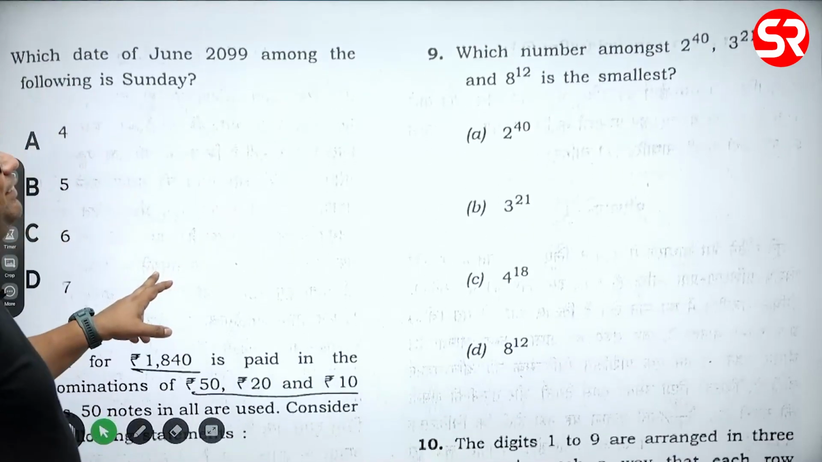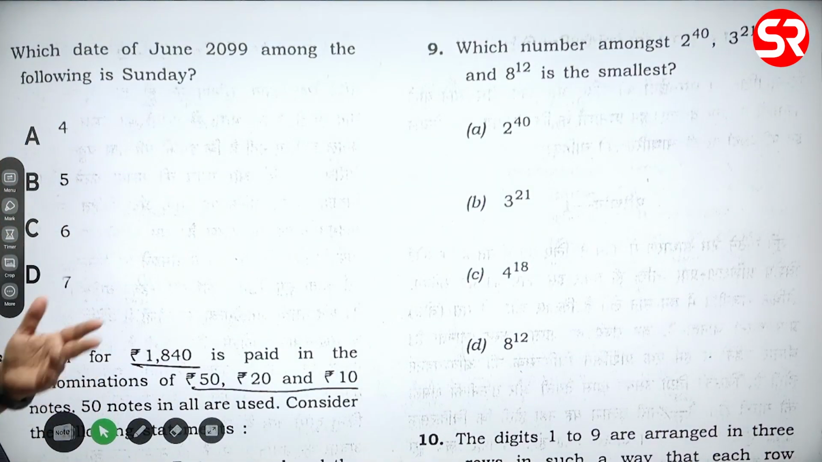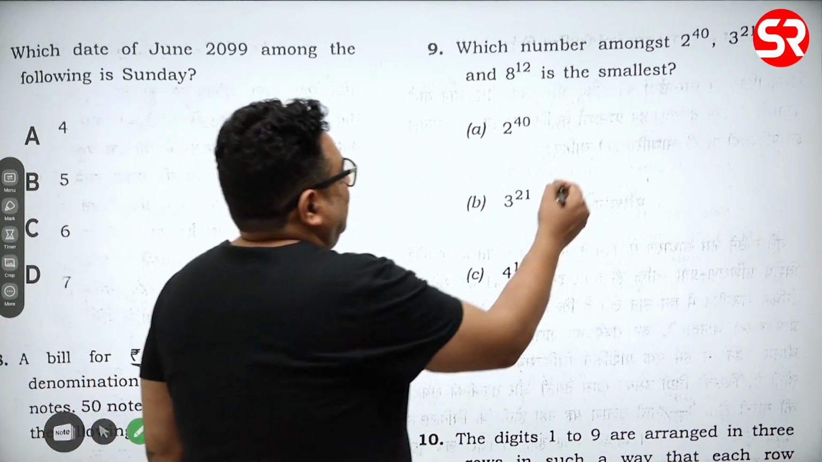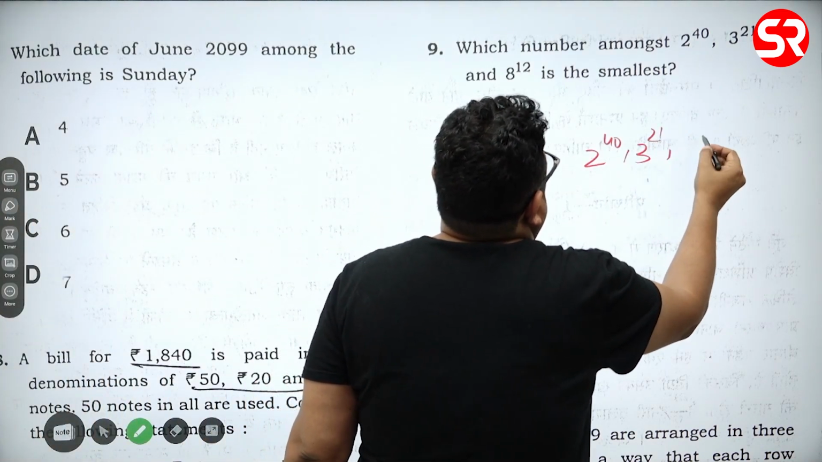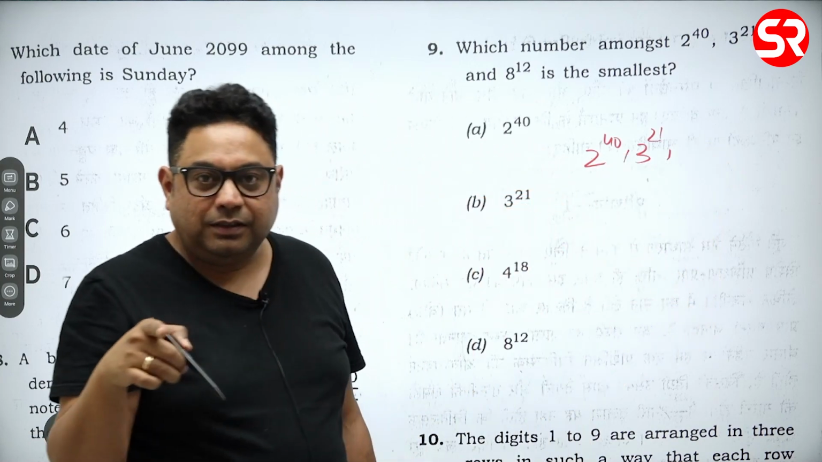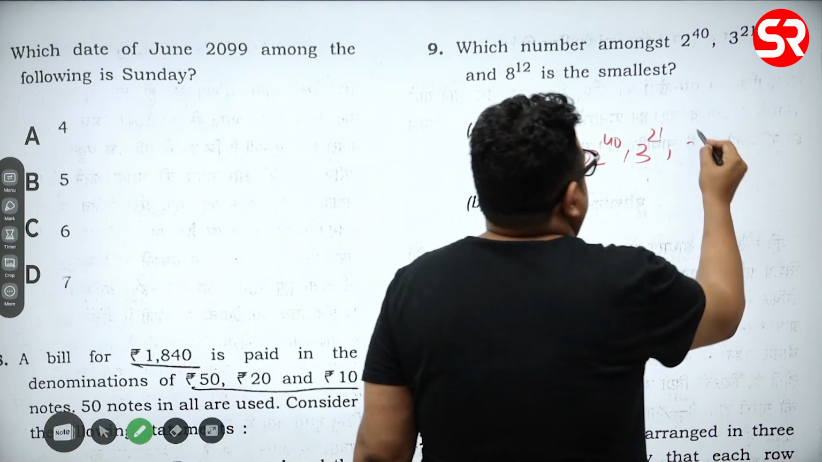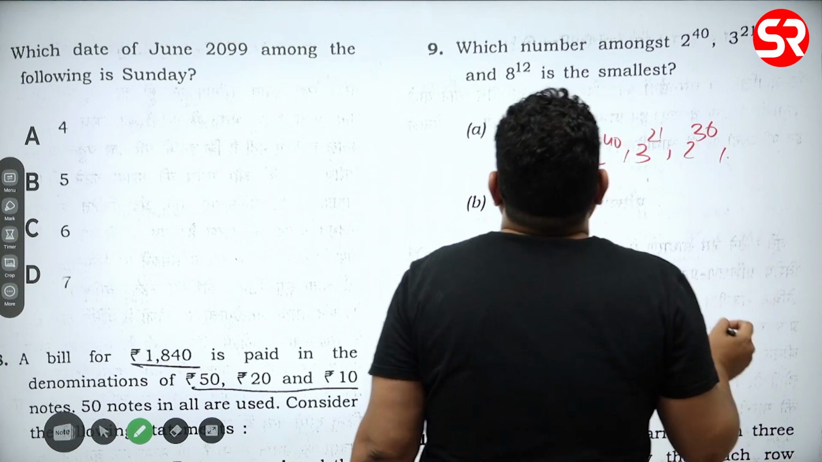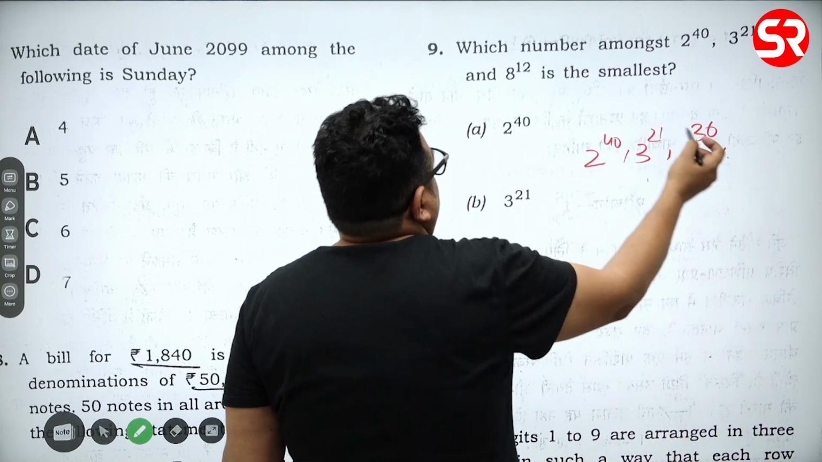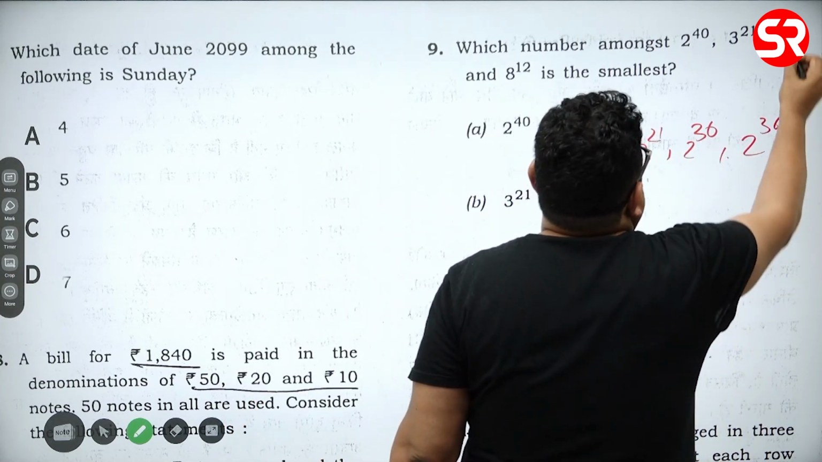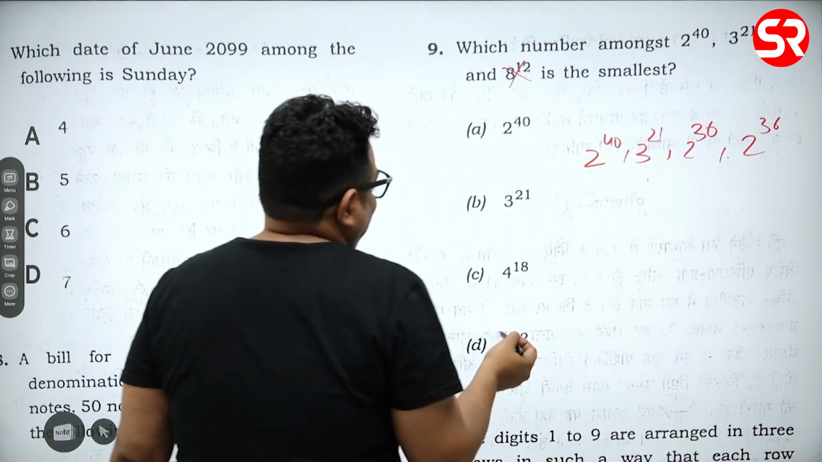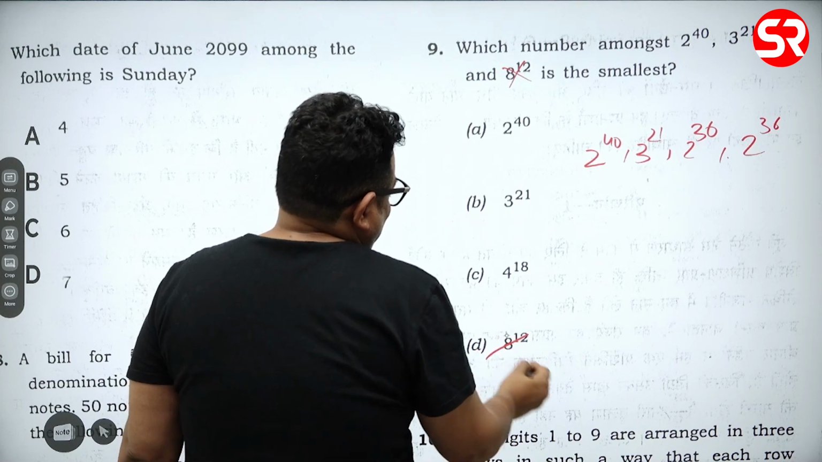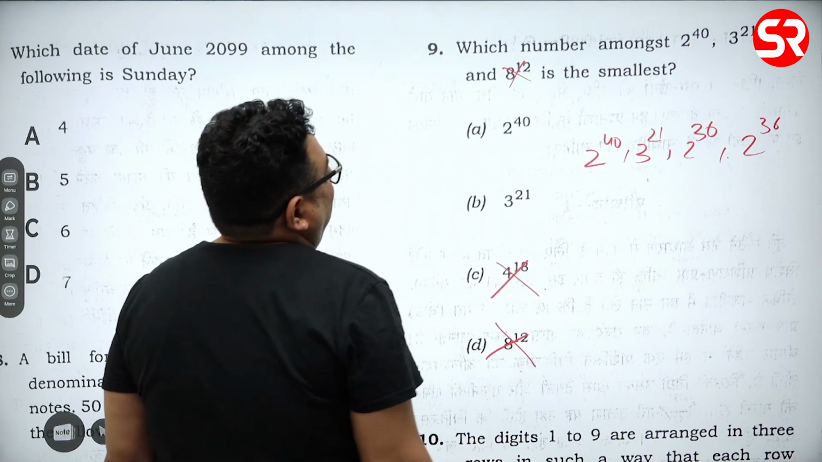Which of these is the smallest? Come on. 2 to the power 40, 3 to the power 21, 4 to the power 18 is 2 to the power 36, and 8 to the power 12 is 2 to the power 36. So this cannot be your answer, because they are equal.